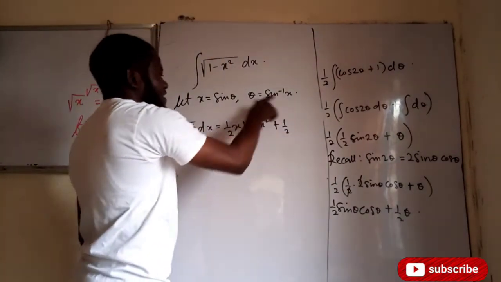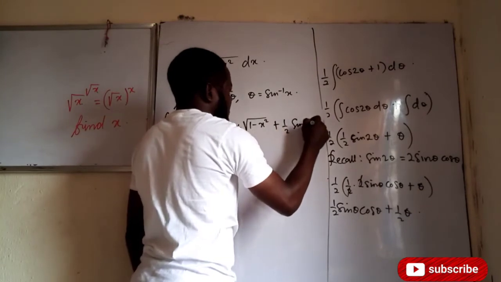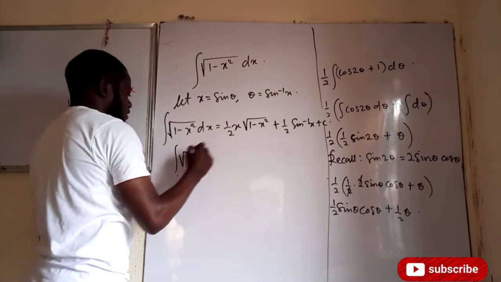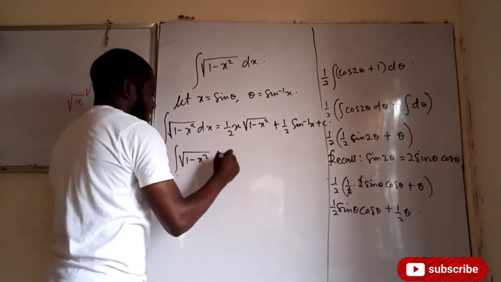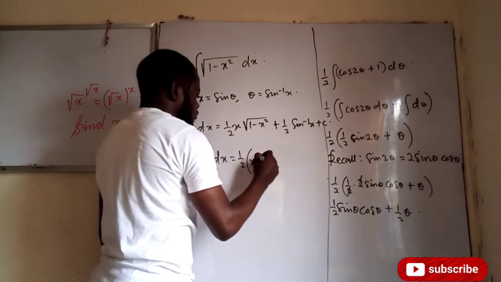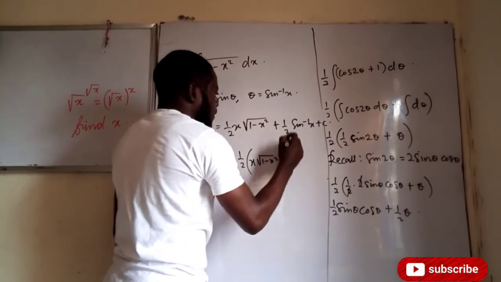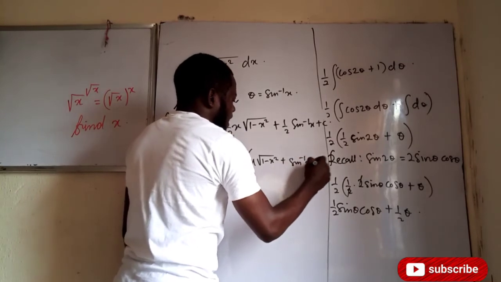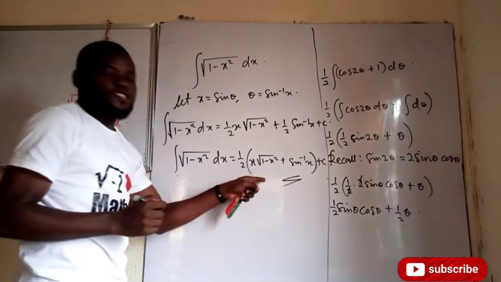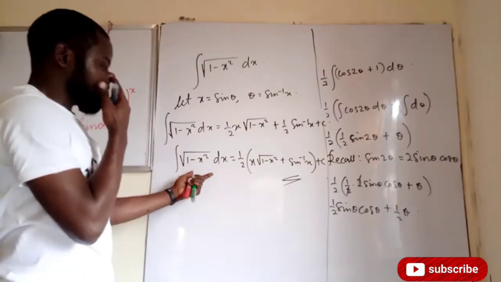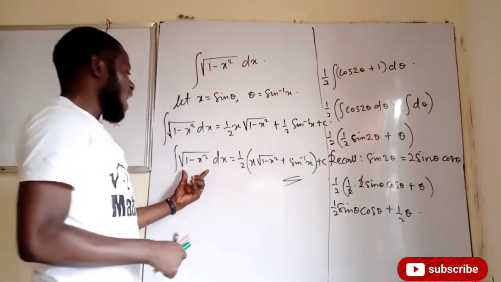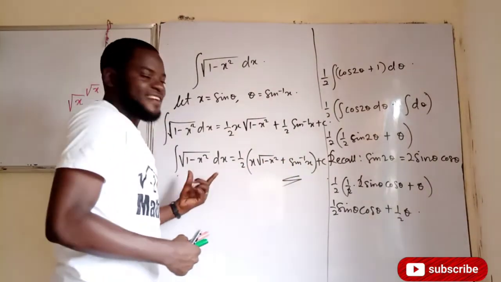Our theta is arc sine of x. So this is arc sine of x plus c. So our result for the integral of root 1 minus x squared dx equal 1 over 2 into what? X root 1 minus x squared plus arc sine of x, then plus c. And this is going to be our result when we use the trigonometry substitution. Mind you, if you differentiate this function, you will have this back. You can try it at your leisure time.